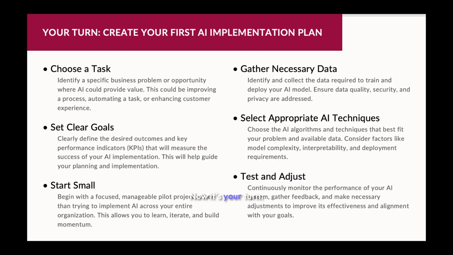Now, it's your turn. Let's create your first AI implementation plan. Choose your task. Think about what you do regularly that follows patterns. Set clear goals. What does success look like for your first week? Start small. Pick one specific aspect to begin with, and then test and adjust. Review results and make improvements.